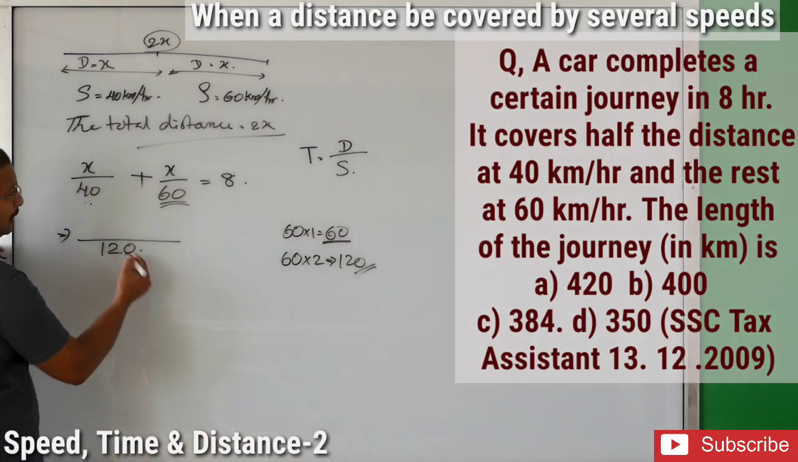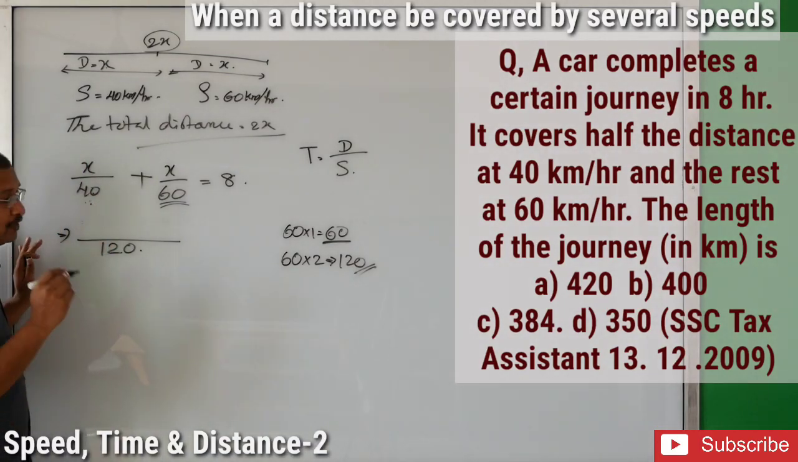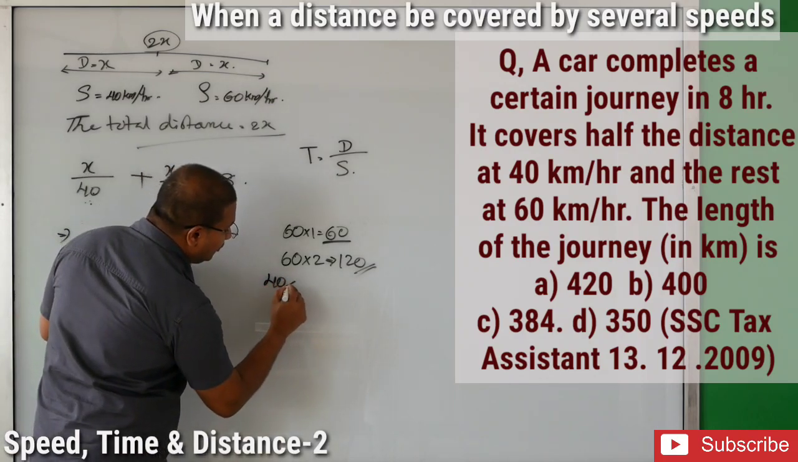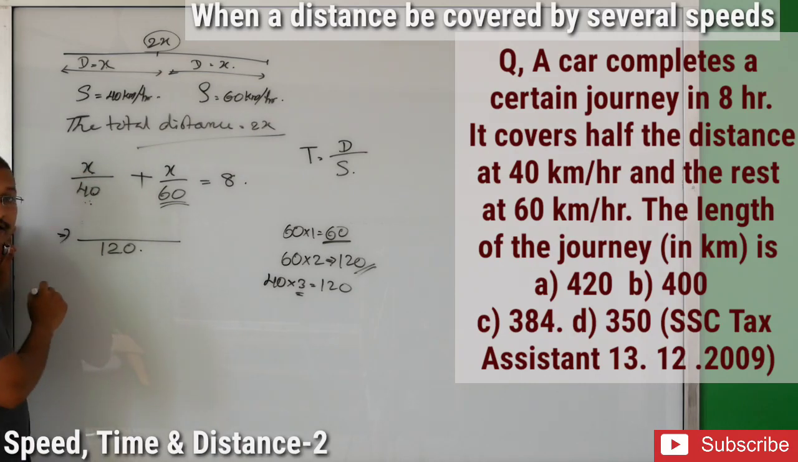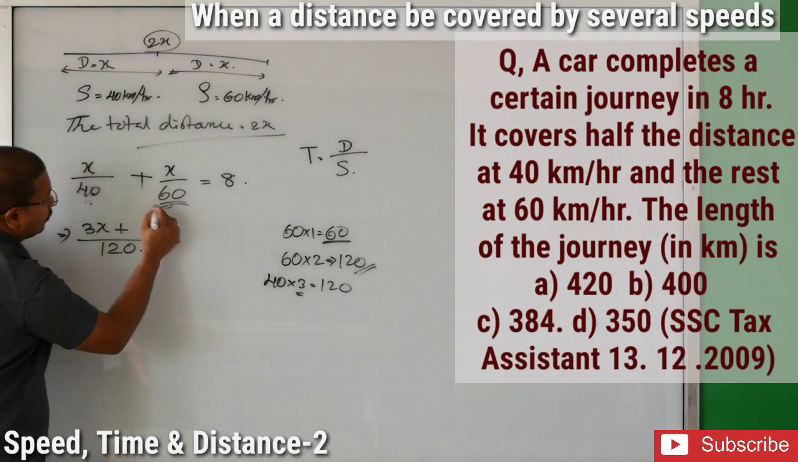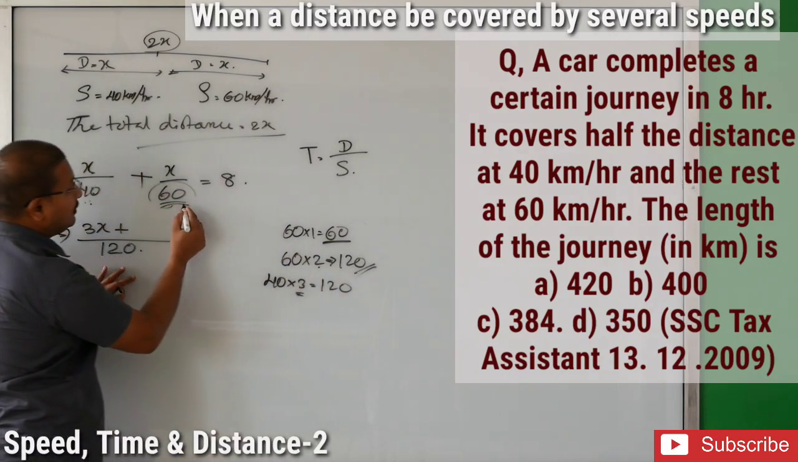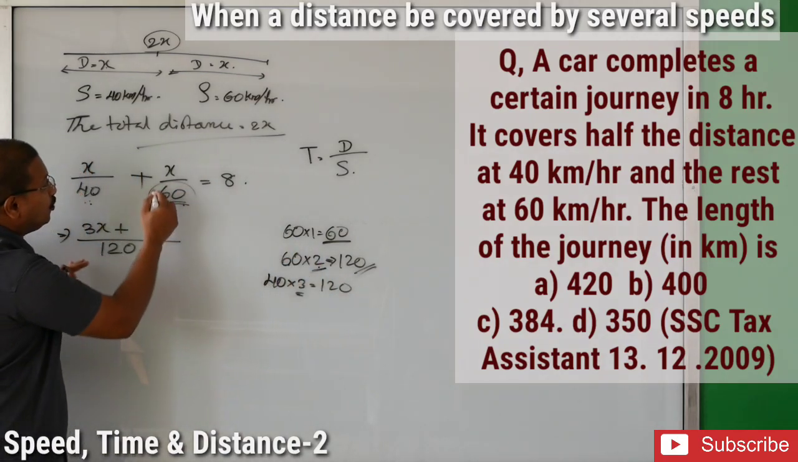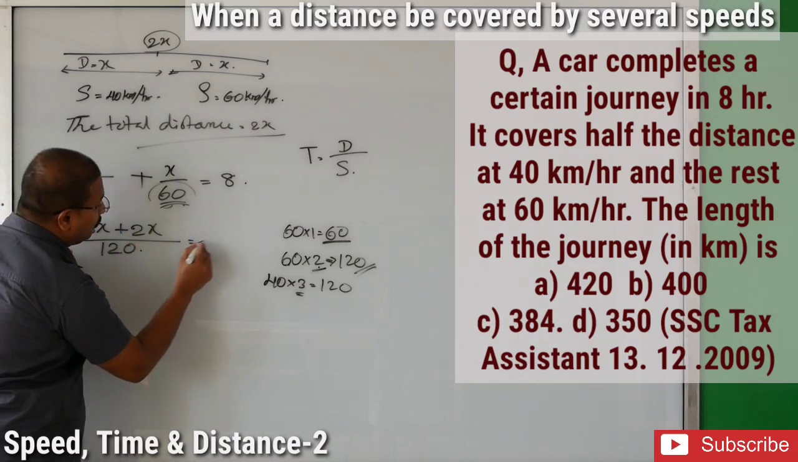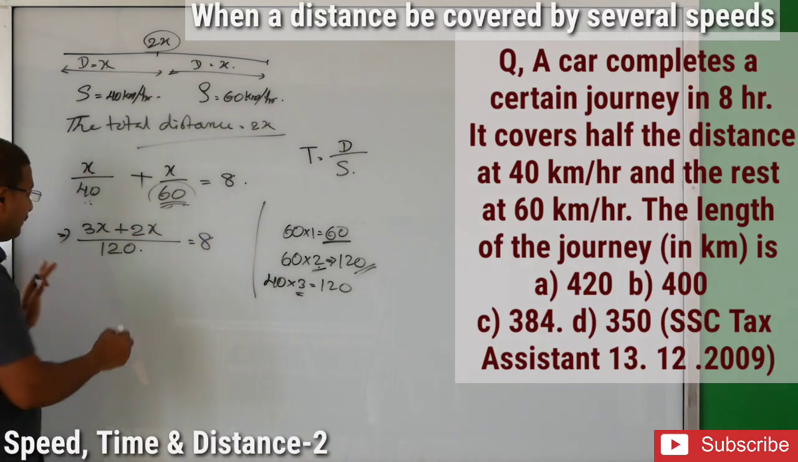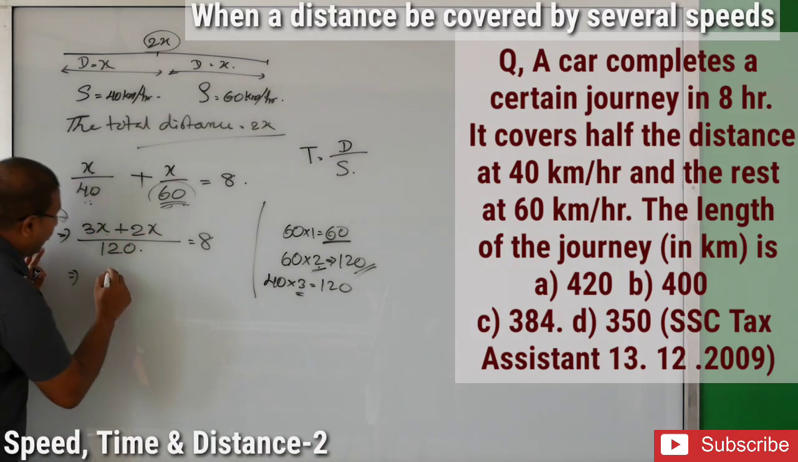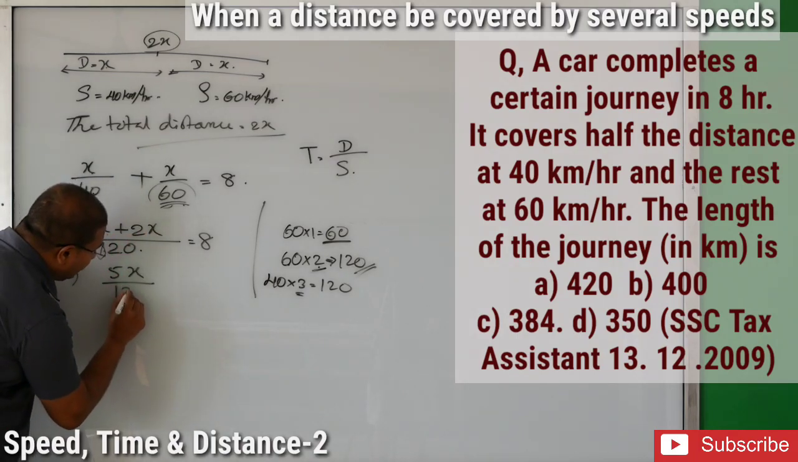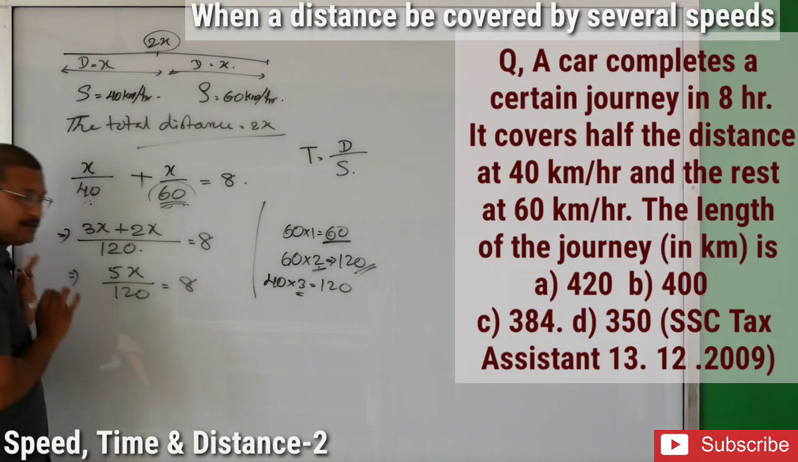Ready? Now 120 is the LCM. Now 40 into how much you will get? See, 40 into 3 is 120. That means what you will write here? 3. That means 3 into x, 3x plus. Now 60 into how much you will get? 120. 60 into 2. That means 2 into x. That is 2x equals 8. Ready? This implies 3x plus 2x, 3 plus 2, 5. That means 5x divided by 120 equals 8.